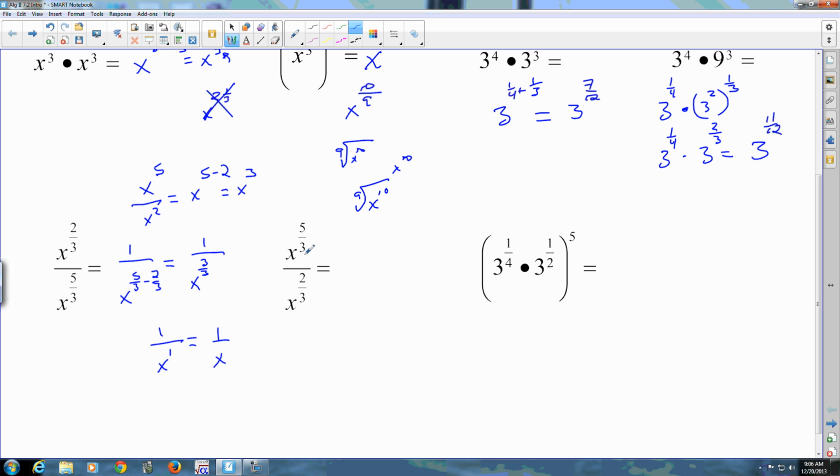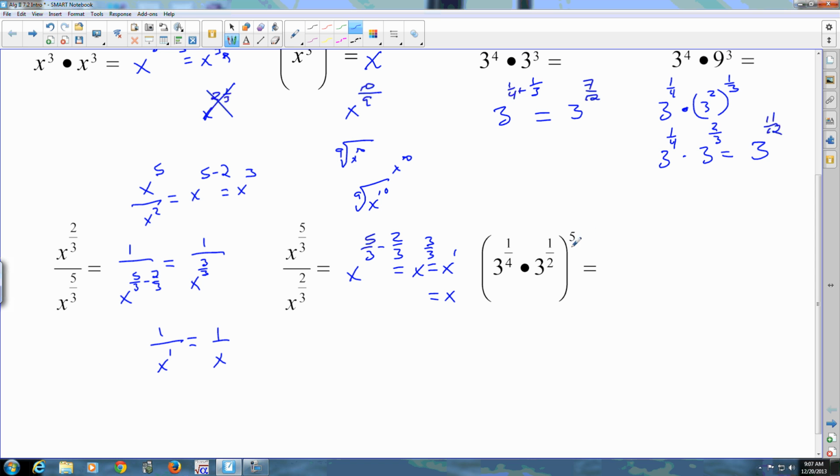Here, the numerator has the bigger exponent, so you take care of business upstairs. 5/3 minus 2/3. As we saw in the last problem, that's going to be 3/3, or x. If you want x to the first, that's fine, or just x.